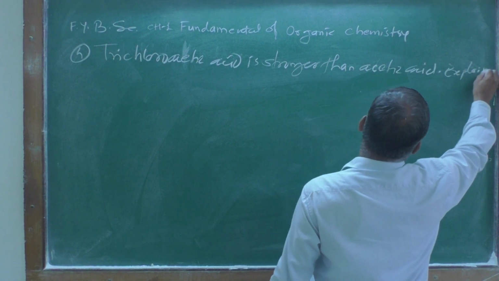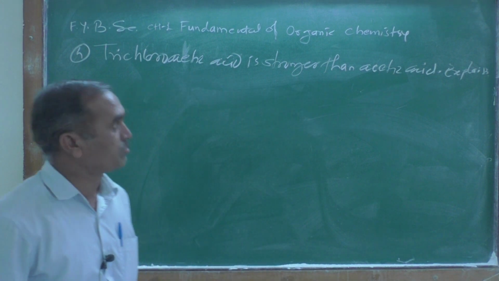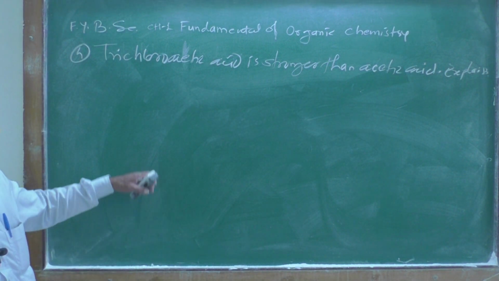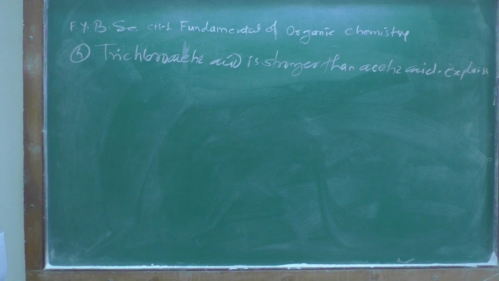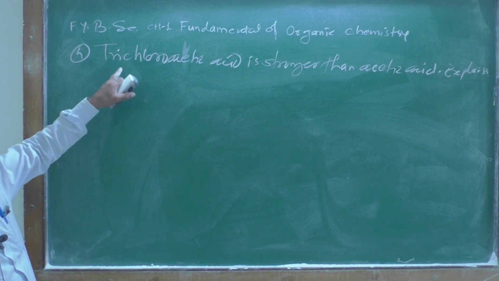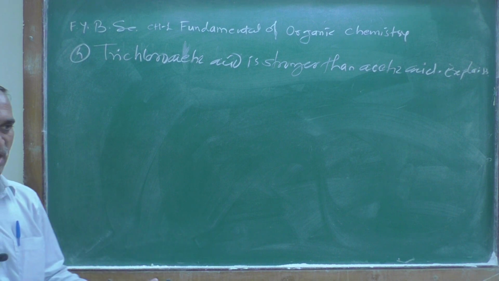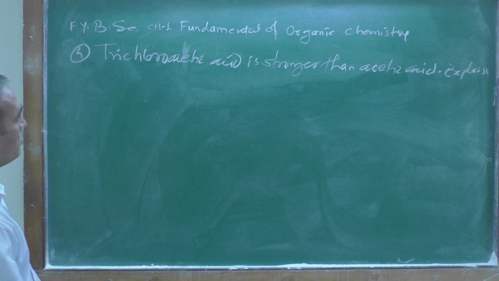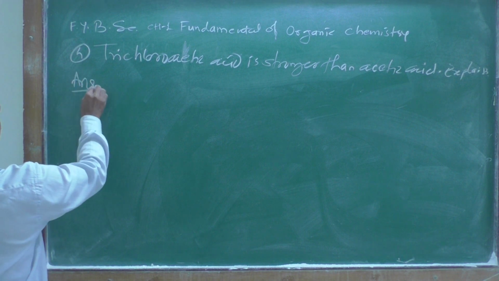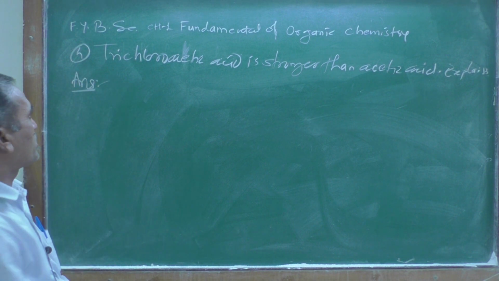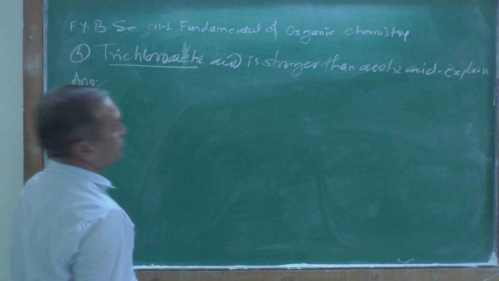Explain, right? Or in other way around, we can modify this question. Acetic acid is weaker than trichloroacetic acid. Explain. So how do you explain this? The answer of this question. What is our first thing to do?